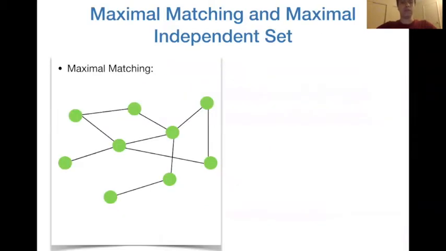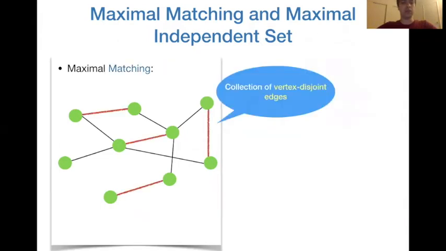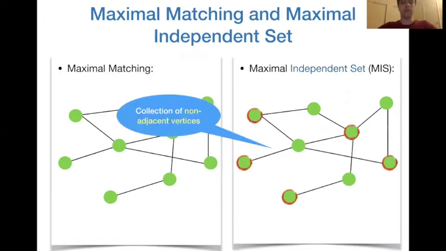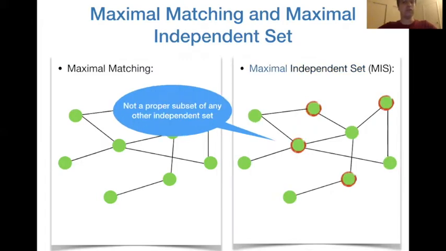So a quick definition of the problems. In maximal matching problem, the goal is to find a matching, namely a vertex disjoint collection of edges, such that it's also maximal, meaning that there is no way to extend it. This is not a proper subset of any other matching. Similarly, in the MIS problem, the goal is to find an independent set, namely a set of vertices which are not adjacent to each other, which is also maximal. Namely, it's not a proper subset of any other independent set.